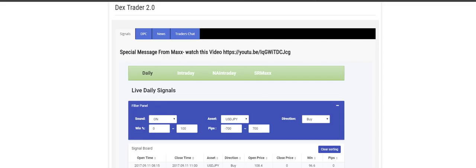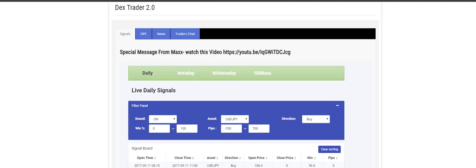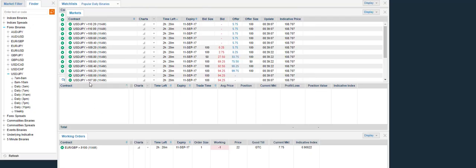Now the signal was for 108.40. So I'm going to do a 20 pip choke up on this USD. So we're going to get the 11 a.m. Let me check that again. 108.40 on the buy. So I'm going to come up to 108.60.